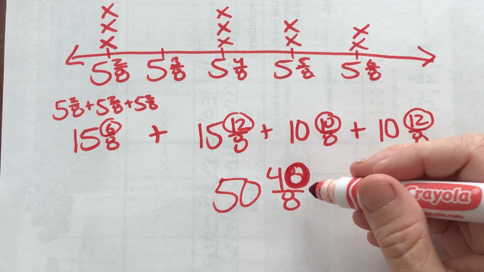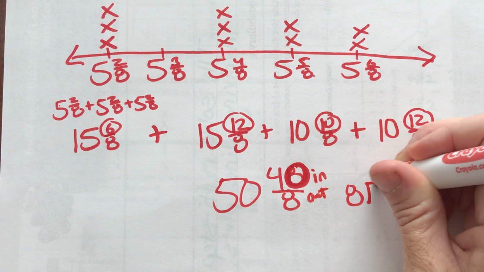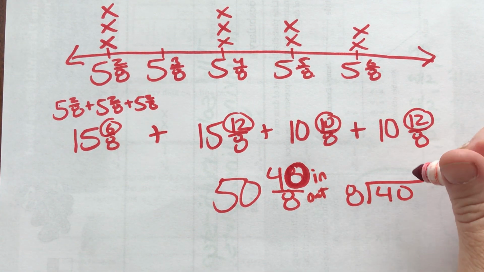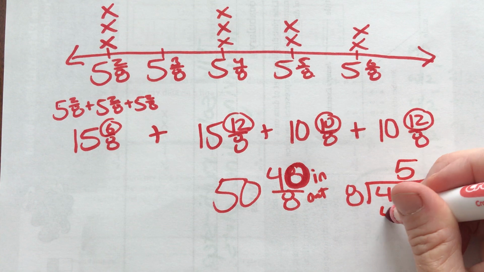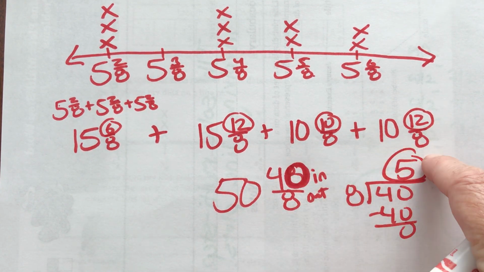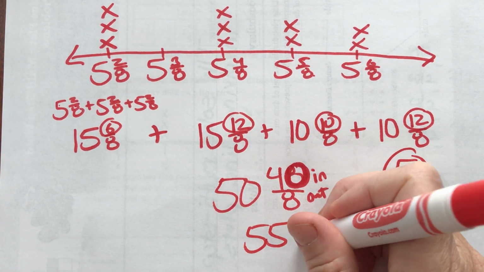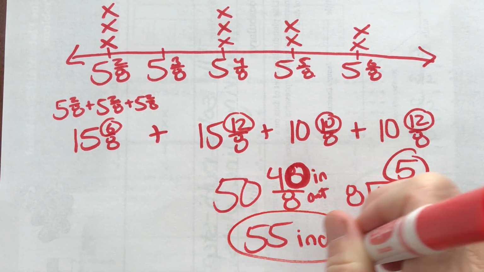Well, there's a couple of strategies you could use. I always use this strategy called in and out. So 8 can go into 40 how many times? 5, which tells me that 48/8 is the same as 6, which gives me my answer of 55 inches.